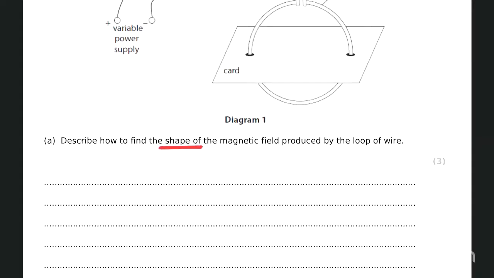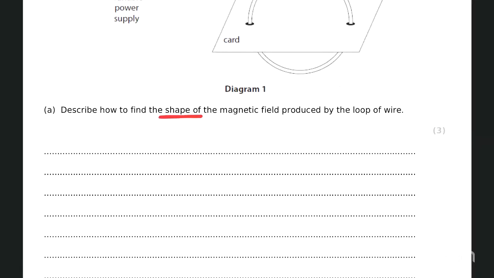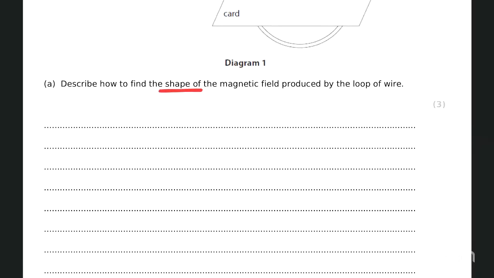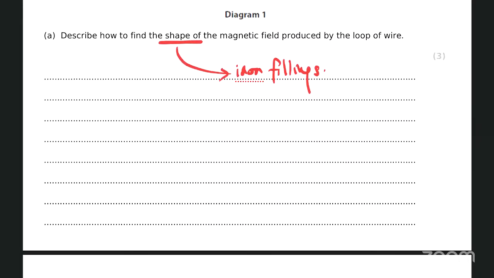Okay. Right. So give it a try for question two. I'll give you a few more minutes. Describe how to find the shape of the magnetic field produced by the loop. So we are dealing with the shape. Then you can use iron filings, right? Iron filings experiment, right? So you need to describe it. They are offering 3 marks there.